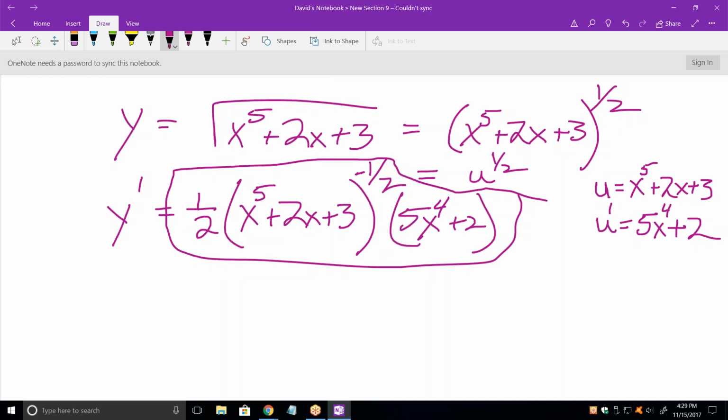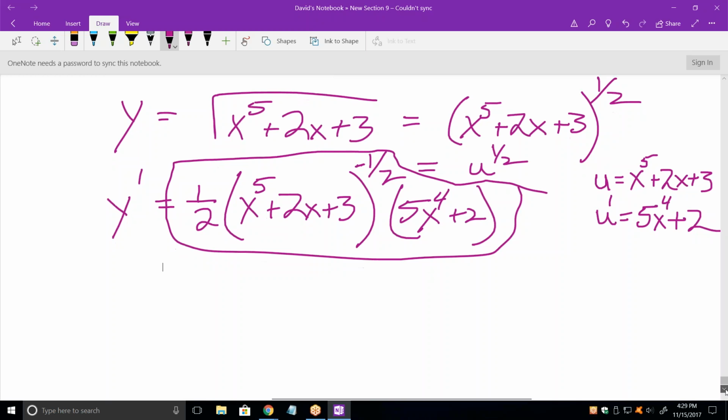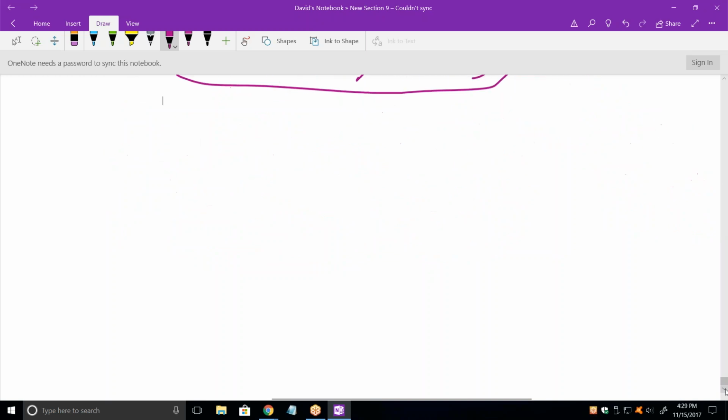In other words, let's say I had a function that had more than one inside. Then it's the derivative of the outside times the derivative of the inside times the derivative of that inside. You don't necessarily get ones that will have multiple chains, but just to let you know, it can be used multiple times. What's your next function?